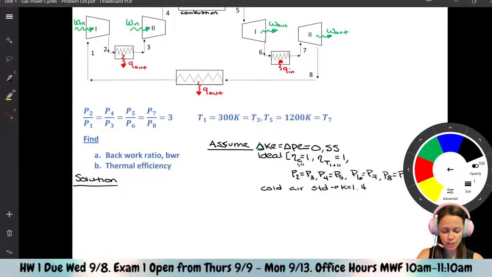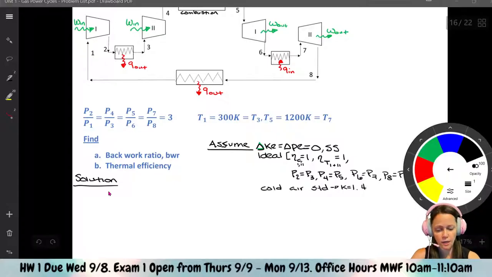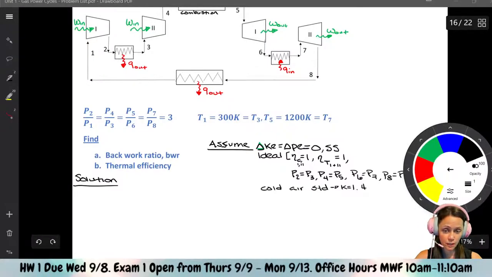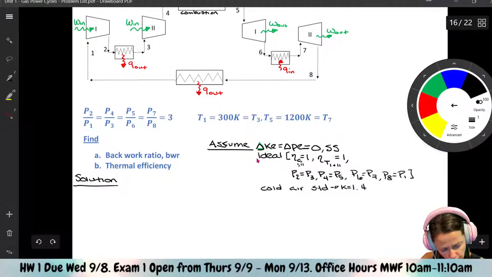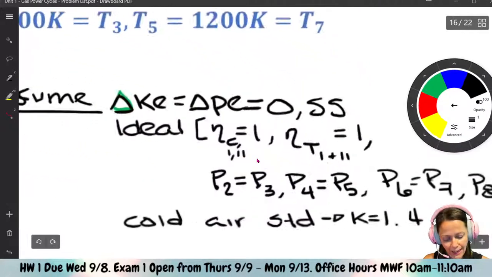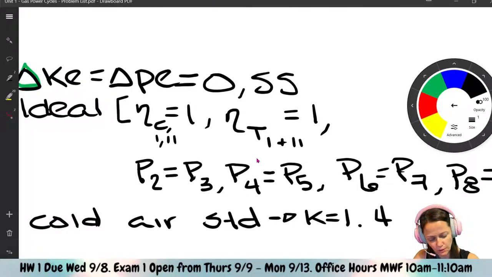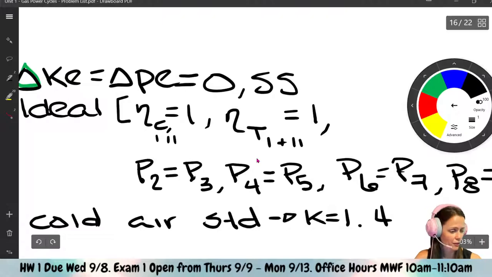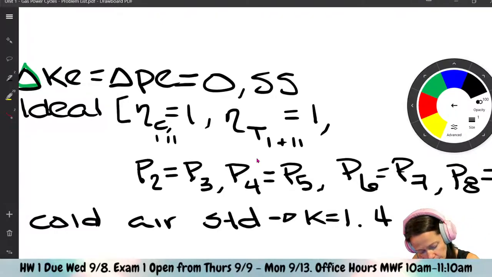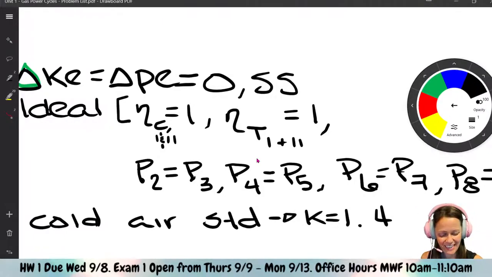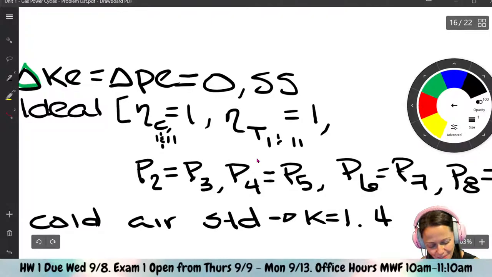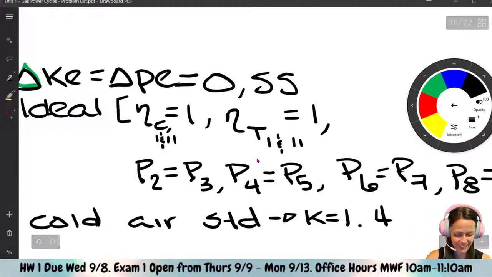So the back work ratio, which is defined on your equation sheet, is going to be the work of the compressors over the work of the turbines. And we have multiple of each, so we just need to make sure. The tiny subscripts, great question. Are you talking about these right here? I'm saying that the isentropic efficiency of each of those compressors and of each of those turbines is just one.